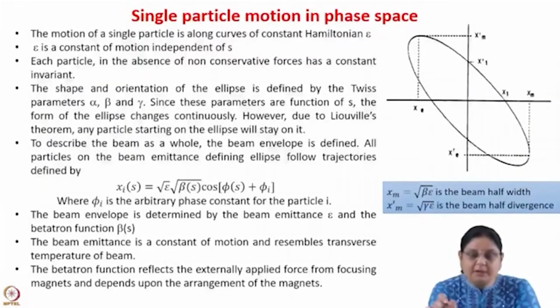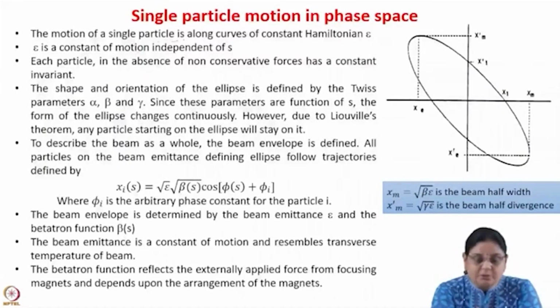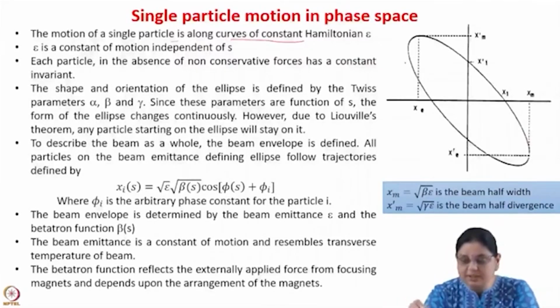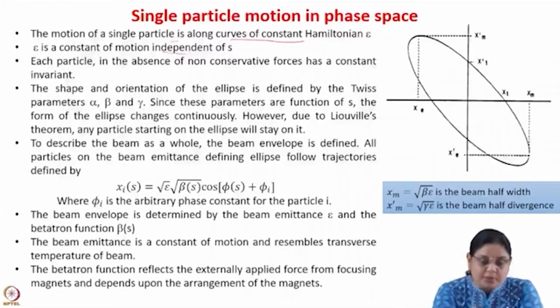So the single particle motion in phase space, the motion of a single particle is along curves of constant Hamiltonian. As we have seen, the motion is along the curves of constant Hamiltonian, and this curve is an ellipse. Epsilon is a constant of motion, and this is independent of S. Each particle in the absence of non-conservative forces has a constant invariant.